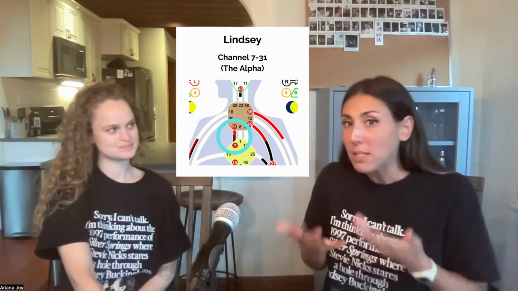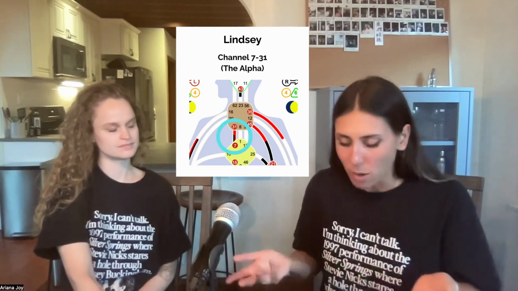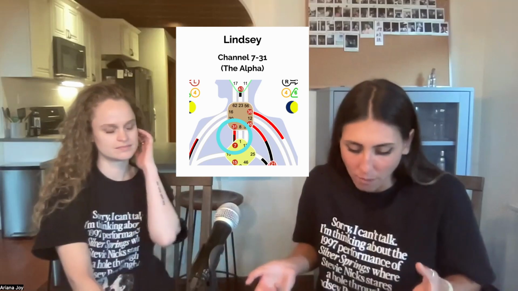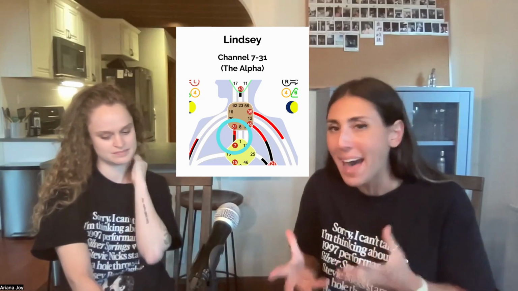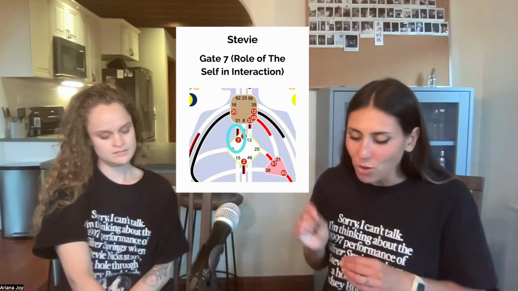It's always been about him, you know? And so these people are meant to be at the front. They're meant to be the leader and in charge, but it's for everyone. It's also to make sure that everybody goes down a path that works for them. What's interesting is that Stevie also has gate 7.